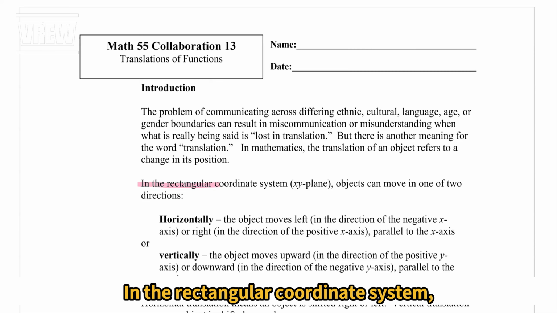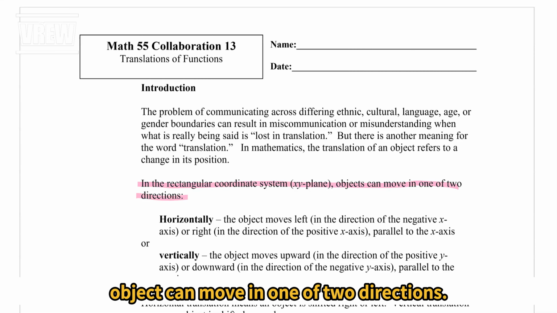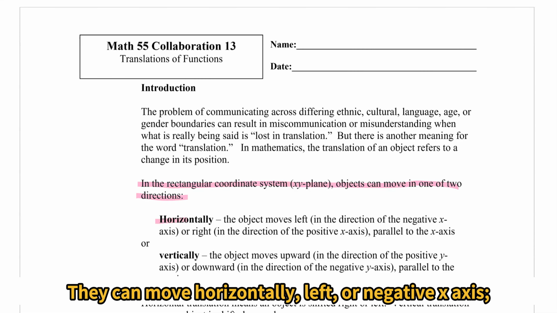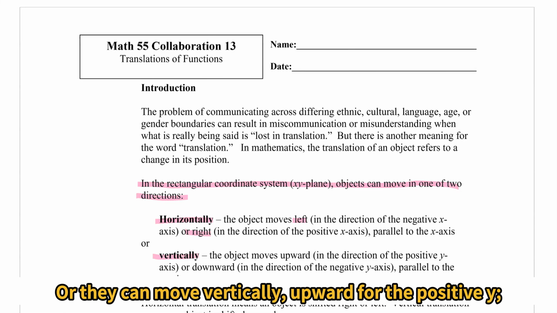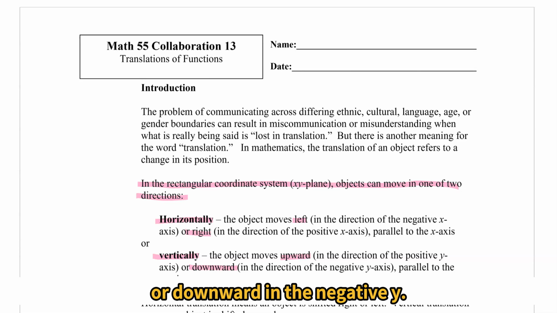In the rectangular coordinate system, objects can move in one of two directions. They can move horizontally, left in the direction of the negative x-axis, or right in the direction of positive x-axis, or they can move vertically, upward for the positive y, or downward in the negative y. We call these translations. We're moving the function. We're translating the function from one place to another.